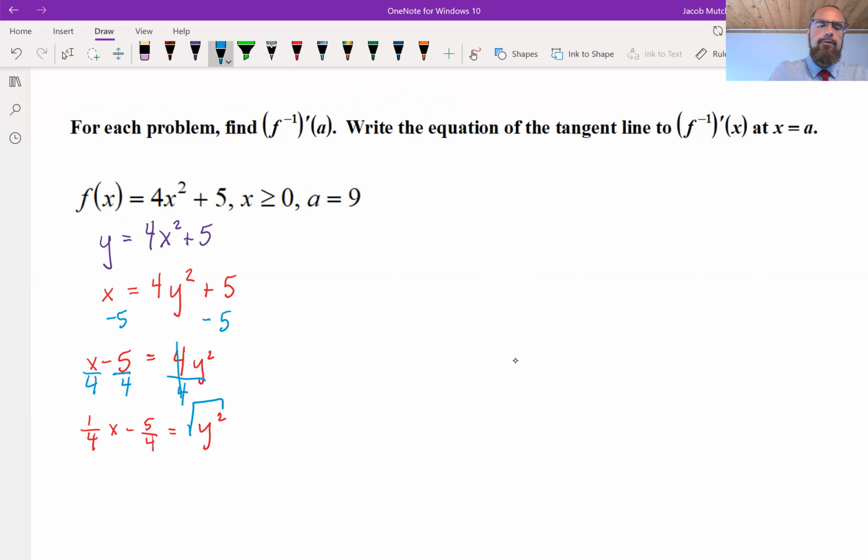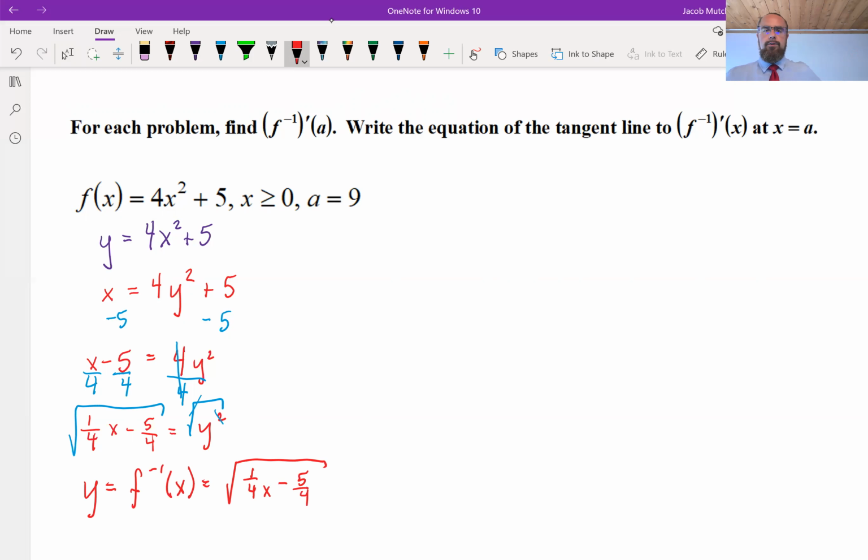So we'll apply the inverse operation, the square root. And that really gives me my inverse now. So the inverse to f of x, which is equivalent to our y, is the square root of 1/4 x minus 5/4. So we've written the inverse. So at this point, what we want to do is find the derivative of that inverse.